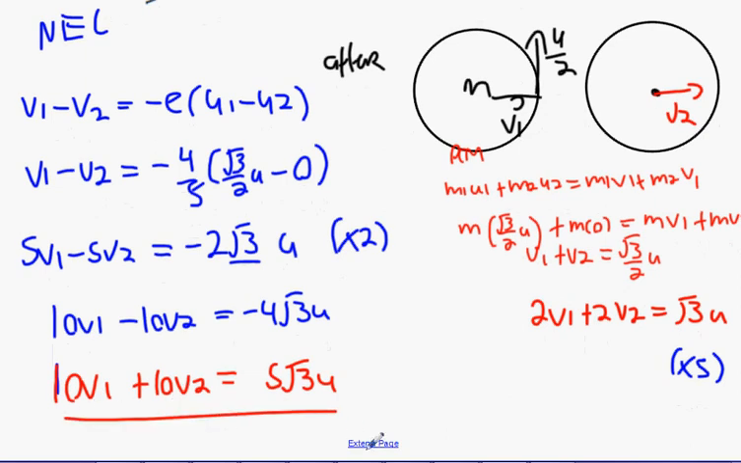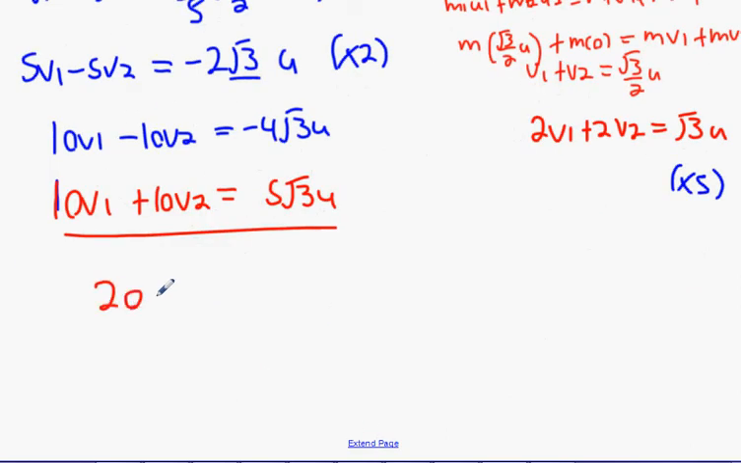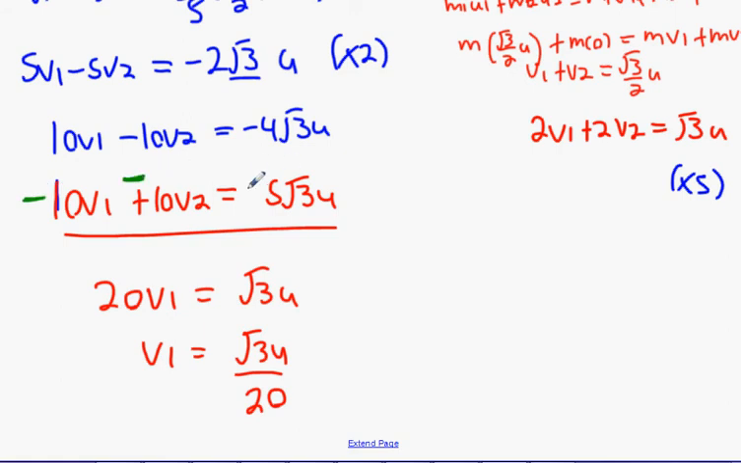Add them together, we're going to get 20 v1 equals root 3 u. Phi 1 equals root 3 u over 20. Okay, I'm going to manipulate the equation up here. I'm going to call that minus, minus, minus. And I'm going to do it again.